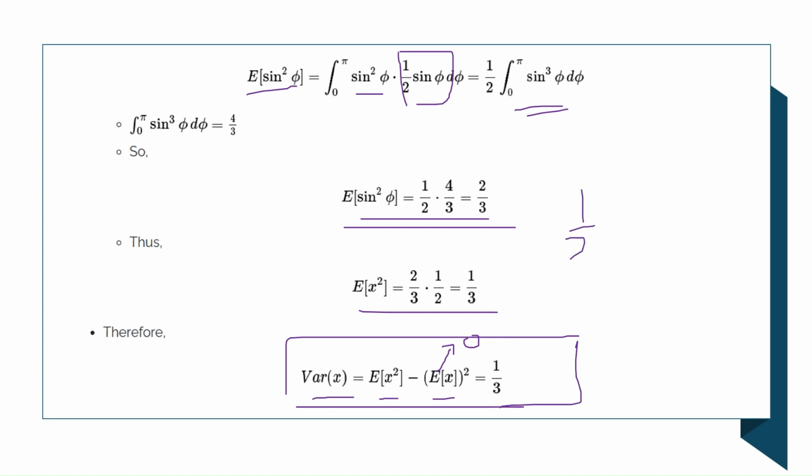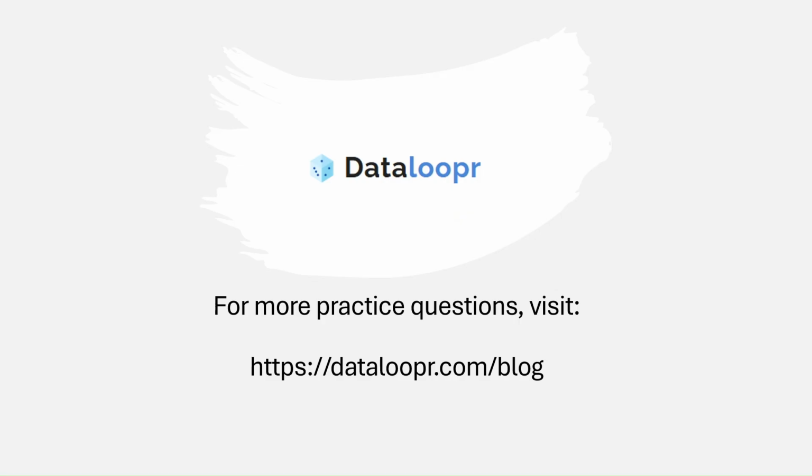So for the case of a circle, this variance was 1/2, and for the case of a sphere, it's 1 by 3.